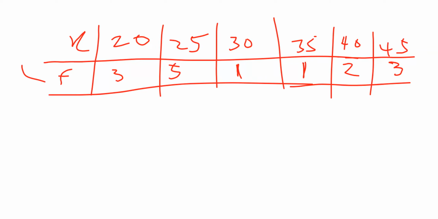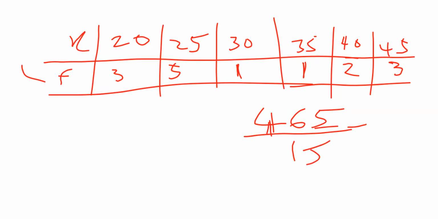Are you there now? Yes. Plus 30. Plus 35. Plus 80. Plus 135. What do you have? 465. 465 over 3 plus 5 plus 1 plus 1 plus 2 plus 3. That is the frequency, which is 15. So 31. So you can see that I've gotten the answer.